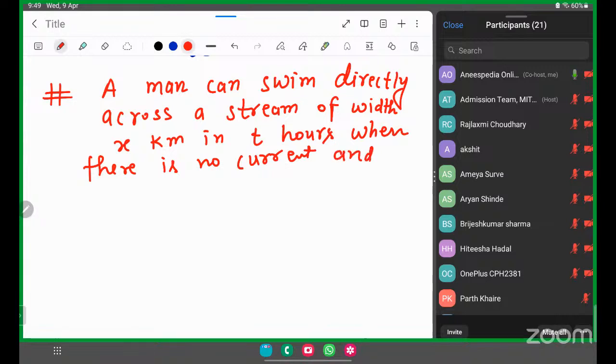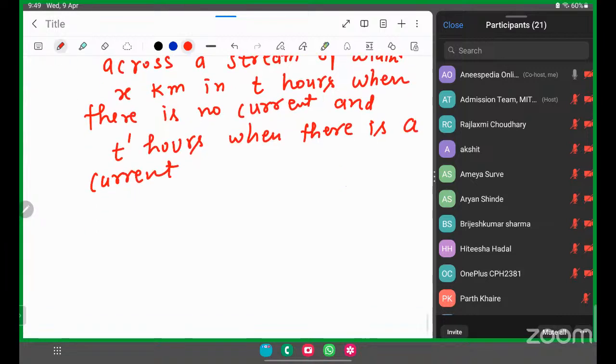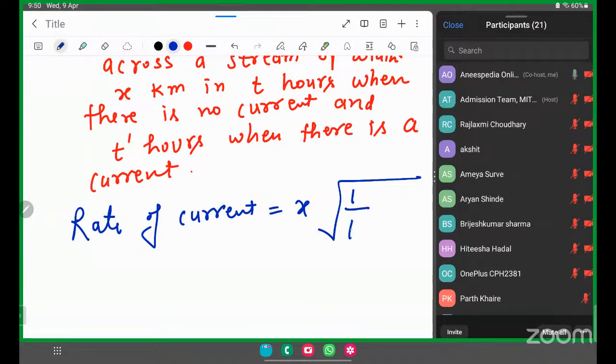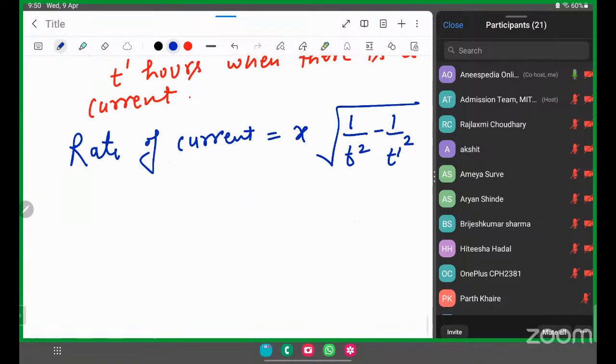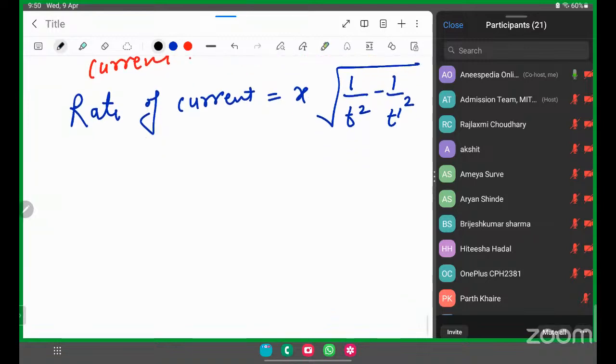And the same man takes t dash hours when there is a current. So what is the rate of the current? In this case, rate of current is given by x square root of 1 upon t square minus 1 upon t dash square. This will be direct formula for the case. Okay.